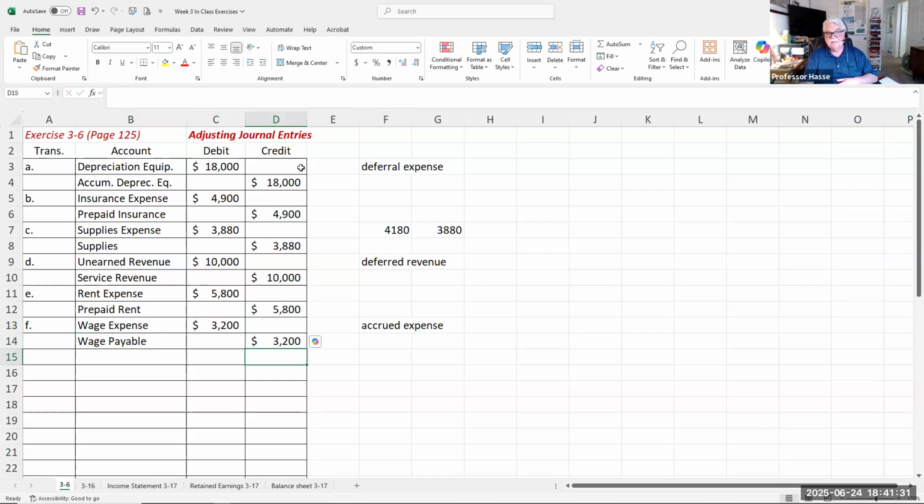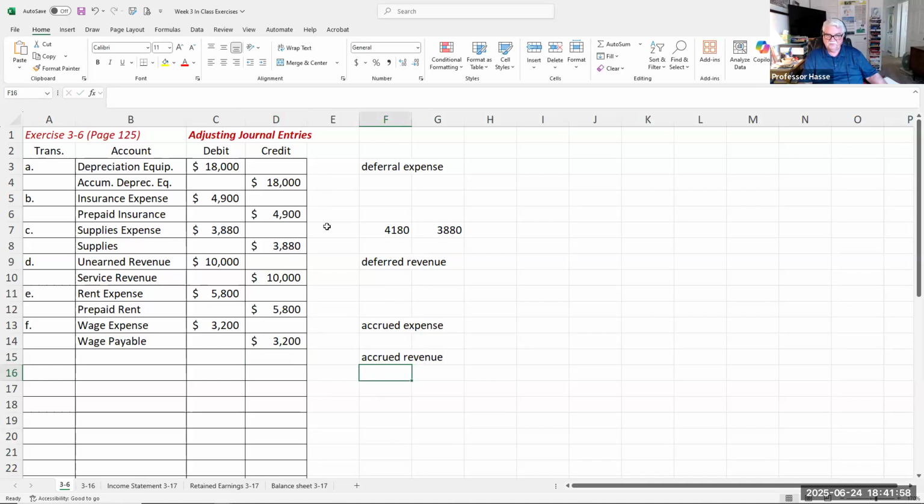Deferred expense, deferred expense, deferred expense, deferred revenue, deferred expense, accrued expense. The only thing missing in this problem is accrued revenue. All the rest of them are provided in this example.